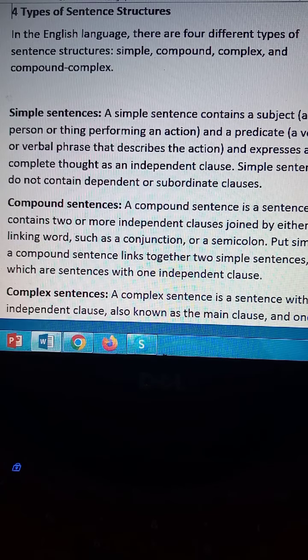Moving to the next one, that is compound sentences. A compound sentence is a sentence that contains 2 or more independent clauses joined by either a linking word, such as a conjunction, or a semicolon. Put simply, a compound sentence links together 2 simple sentences, which are sentences with 1 independent clause. So they should be joined by coordinating conjunctions, like for, and, nor, but, or, yet, so. That is what the compound sentence is all about.